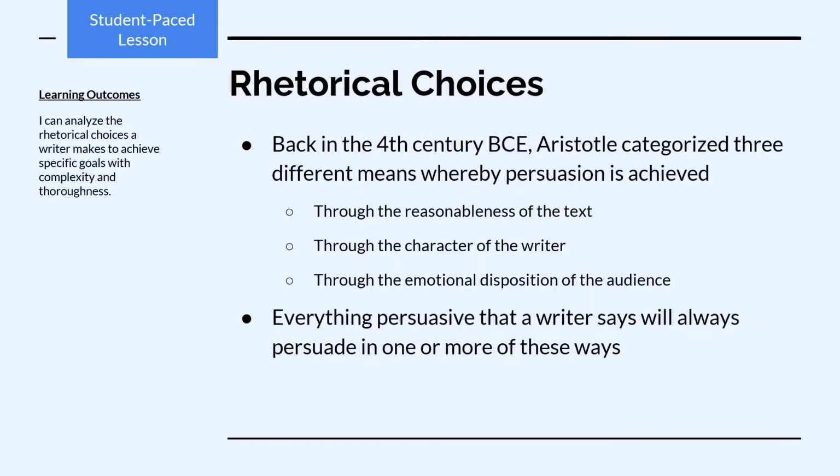Back in the 4th century BCE, Aristotle categorized 3 different means whereby persuasion is achieved. He said that persuasion was achieved through the reasonableness of the text, through the character of the writer, and through the emotional disposition of the audience. Everything persuasive, he says, that a writer says, will always persuade in one or more of these ways.